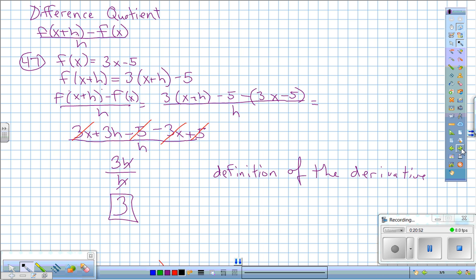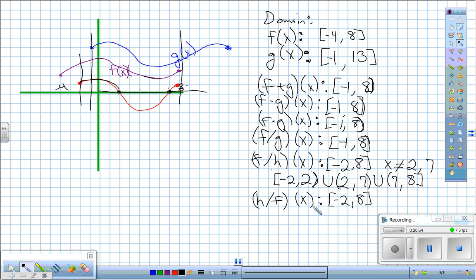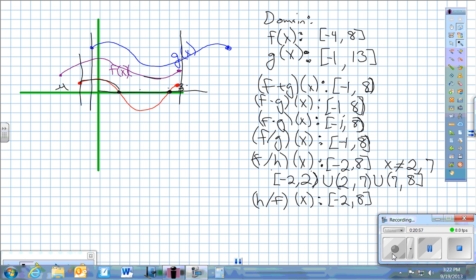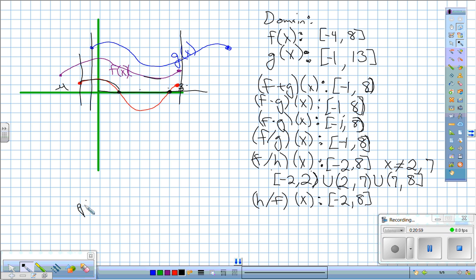Okay, and then back to the end. Your homework is going to be on page 177, and you're going to do numbers 3 through 75 by threes.